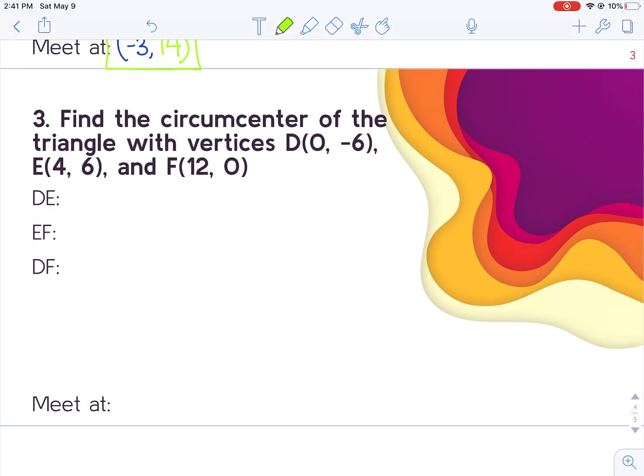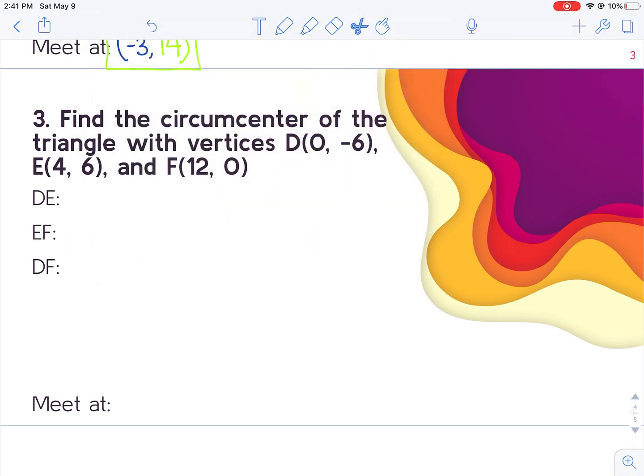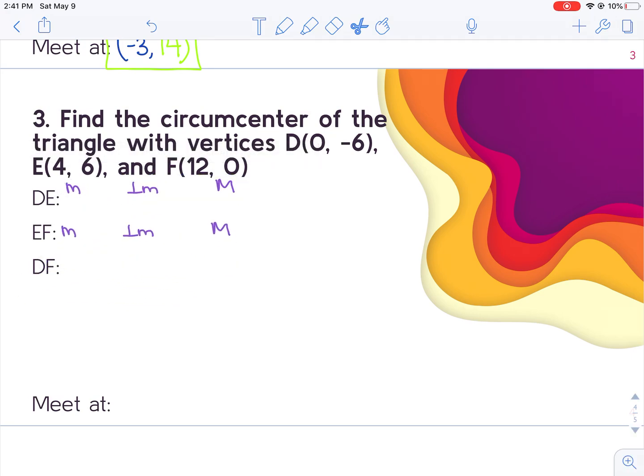On this third problem, we're going to use the verbiage that you will see on your test and on your checkpoint, which is to find the circumcenter. The circumcenter is just, hey, where do the perpendicular bisectors meet? So it's exactly what we've been doing, so don't let big fancy words scare you. As with before, we're going to find the perpendicular bisectors of each line. So I'll need the slope, the perpendicular slope, and the midpoint, and then I'll find where they are equal.